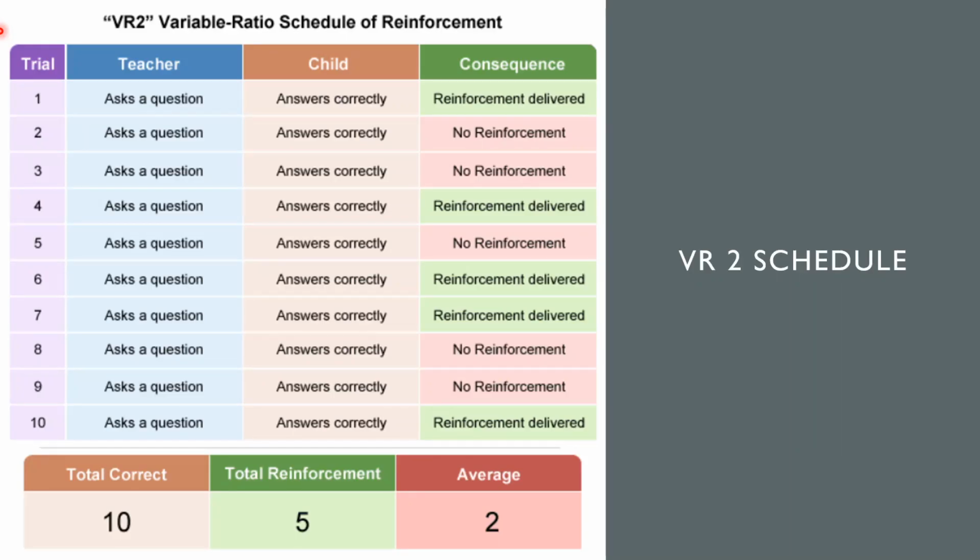Here's an example of that. This is a variable ratio of VR2 schedule, and it might look like this. The teacher asks a question, the child answers correctly, and they're reinforced. The next 2 times the teacher asks a question and the child answers correctly, there's no reinforcement. After the 4th time, there is a reinforcement. After the 5th time, there's no reinforcement. After the 6th and 7th time, the behavior is reinforced, and so on and so forth. You'll notice that there's not a consistent number of behaviors that have to occur. That's the variable part here. But it does average to every 2 times.